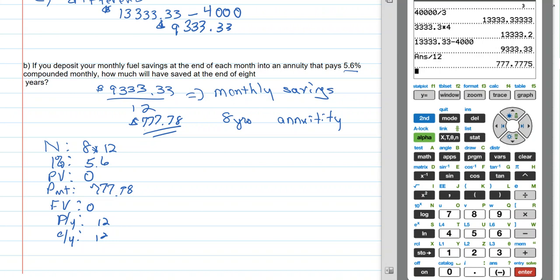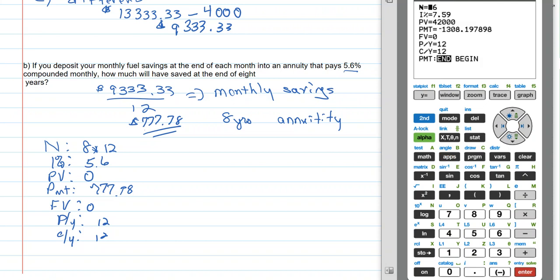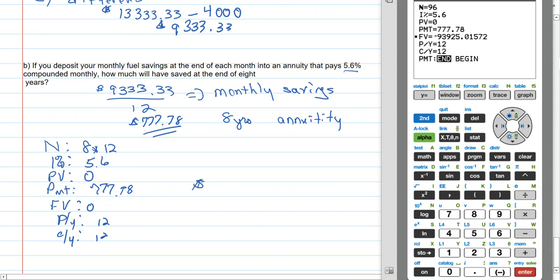Okay, so we're going to go to our apps key. Finance, TVM solver, 8 times 12 at 5.6%, 0 on present value, 777.78. Future value, P/Y 12 and C/Y 12. So we're going to go to the future value because we're talking annuity, alpha, enter, and we would say 93,925.02.